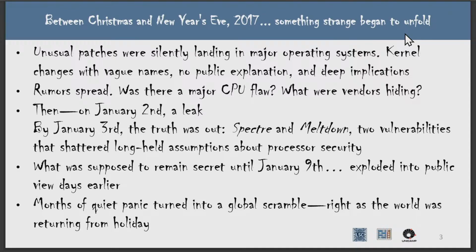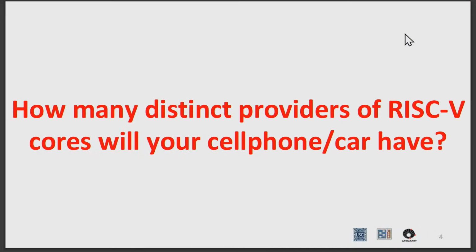Two vulnerabilities that shattered long-held assumptions about processor security. What was supposed to remain secret until June 9 exploded into public days earlier. Months of quiet panic turned to global scramble, right as the world was returning from a holiday. So this is just to motivate you.